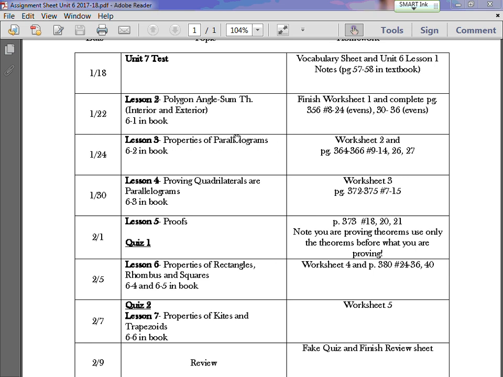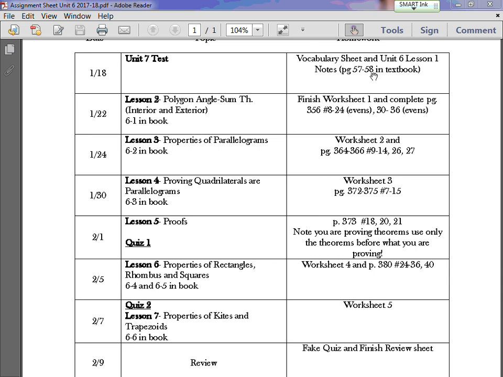Alright, so taking a look at your assignment sheet, a couple things to take note of. We're back to a normal length unit. Our last unit was pretty short, so this is our normal length here. Notice that a lot of the days do have some textbook work, so just keep that in mind as you're doing your homework.